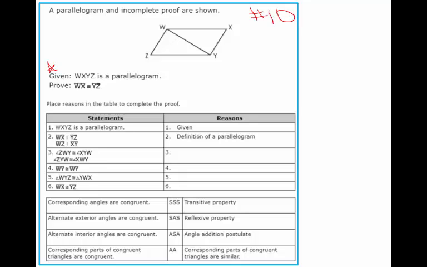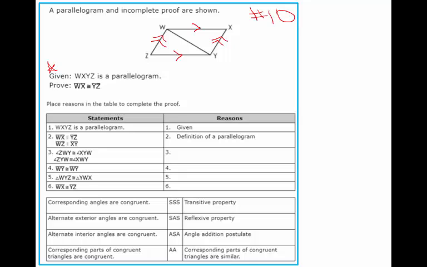Number 2 says that WX is parallel to YZ, and WZ is parallel to XY. So let's go ahead and mark that. It basically just tells us that our opposite sides are parallel because we know that we have a parallelogram. So by the definition of parallelogram, that's how we know.